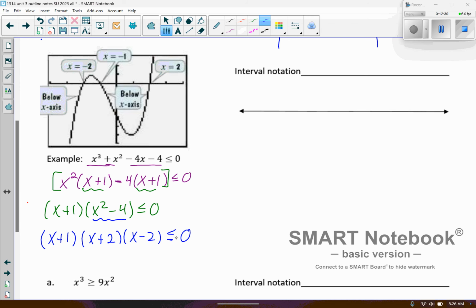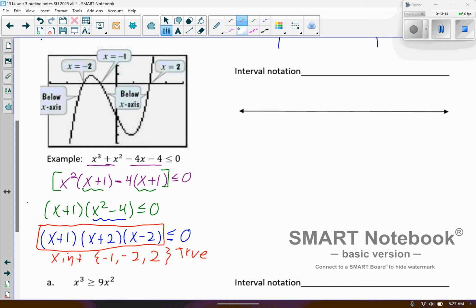less than or equal to 0. So the difference is now we've got 3 factors. We've got 3 x-intercepts. And so my x-intercepts for this would be -1, -2, and +2. Those are what will cause this to be 0. And if it's 0, it comes back true. So if you plug in any of these numbers for x, it does come back as a true statement because 0 is less than or equal to 0.